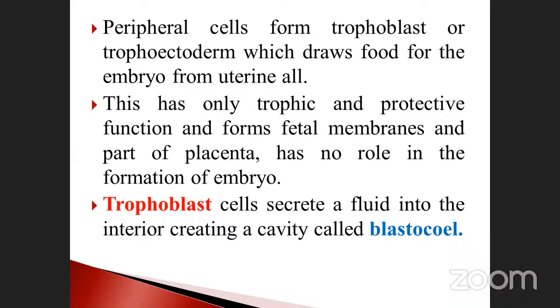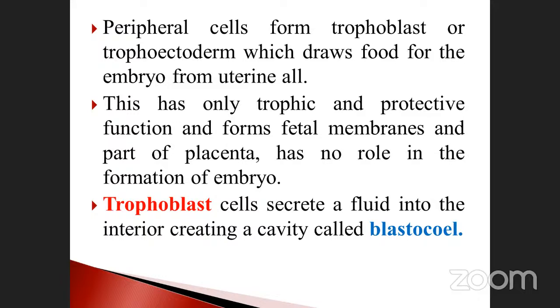See the next. The peripheral cells form the trophoblast. Note it down. This is very important. Which cell forms the trophoblast? The peripheral cell forms the trophoblast, otherwise called the trophoectoderm, which draws food for the embryo from the uterine wall. Here it is all given. So the peripheral cells form the trophoblast, otherwise called the trophoectoderm, which draws the food for the embryo from the uterine wall.